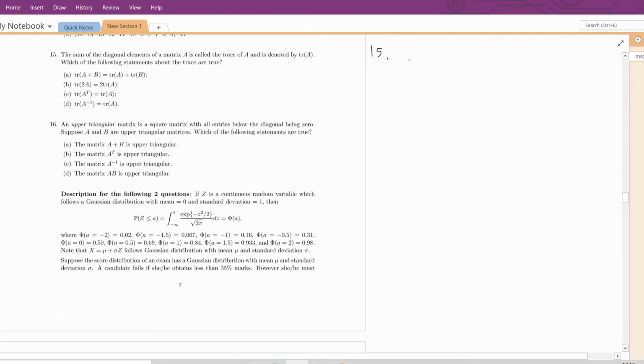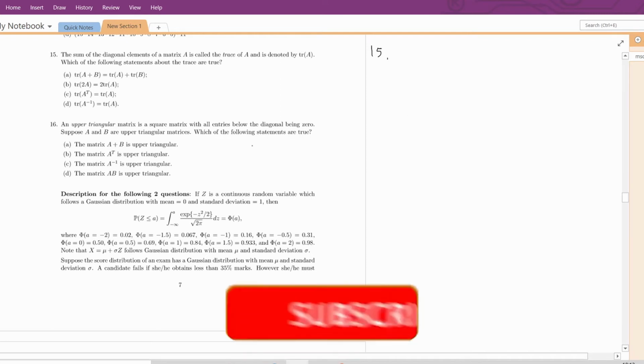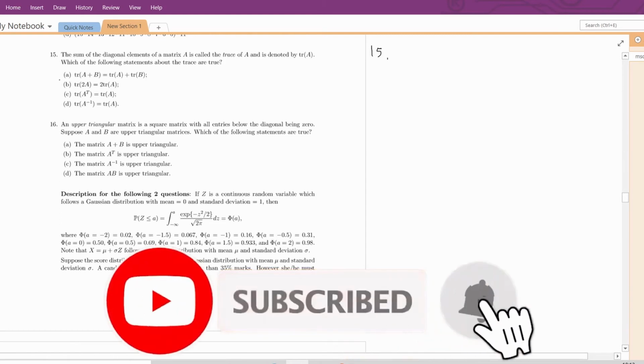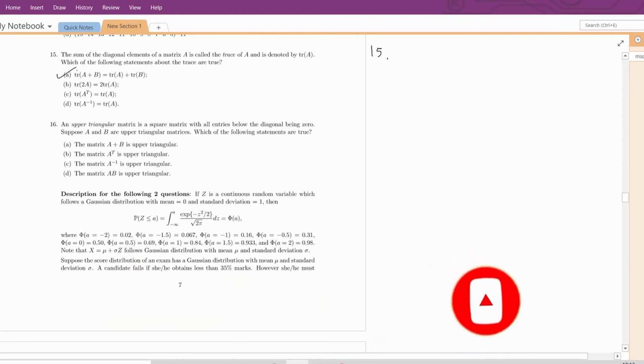Question number 15. The sum of the diagonal elements of a matrix A is called the trace of A and is denoted by Tr(A). Which of the following statements about the trace are true? You can find these properties in any book on matrices. Option A is true: trace of A plus B is equal to trace A plus trace B. Option B is also true: trace of 2A is equal to 2 times trace A. Trace of A transpose is equal to trace A. This is also true. But the fourth option is false: trace of A inverse is not equal to the inverse of trace A. So the correct options are A, B, C.